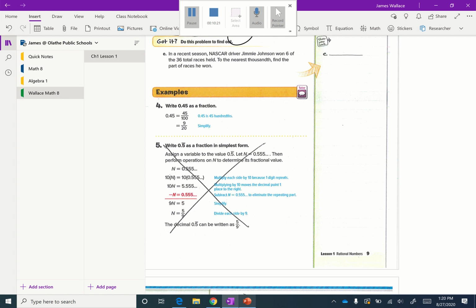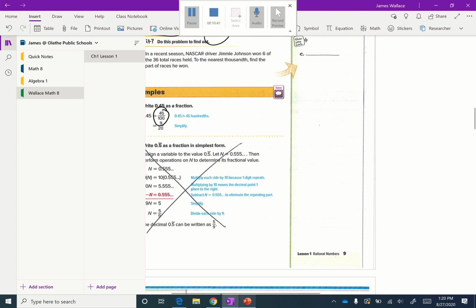Okay, so the next one, example 4, we have write 0.45 as a fraction. The proper way of saying 0.45 is 45 hundredths. That is really important to know because then it's very easy to write. If you think of 0.45 as 45 hundredths, this says 45 hundredths right there. Then once you get that 45 hundredths, you can simplify that.